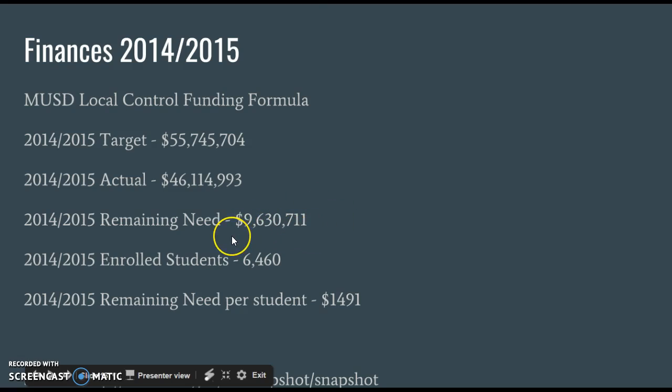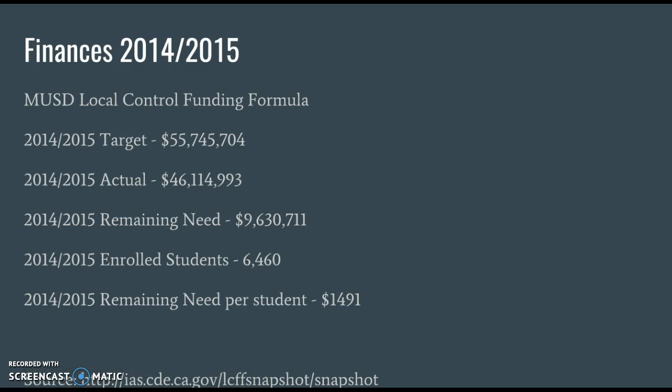So in 2014-2015, whatever they wanted for money, they wound up almost $10 million short of that. All that info was available. What I did from there is I found their enrollment numbers for the year. And if you divide the 9.6 million by the 6,460 students, I came up with this number, which was the remaining need per student. So I basically figured that the school was underfunded by about $1,500 per student.